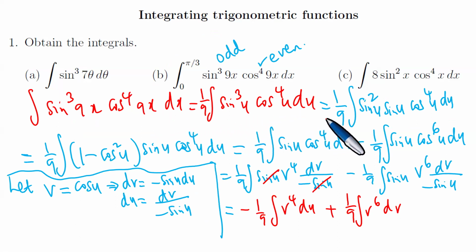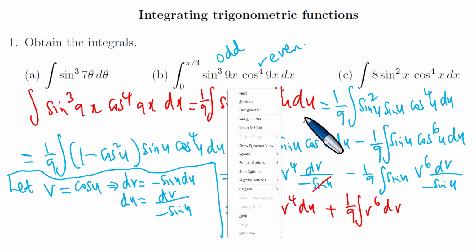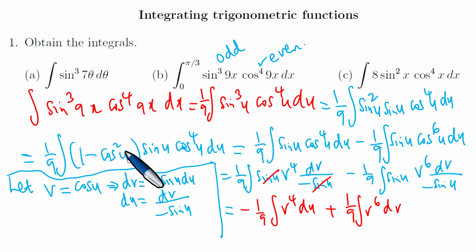Now, this is what we have. But what did we do? We broke the odd power, the sine cubed, into sine squared times sine. And sine squared, we know very well from school, is 1 minus cosine squared. That allowed us to get sine u cosine to the fourth power, and when you multiply cosine to the fourth power and cosine squared, it gives us cosine to the sixth power with the sine u.